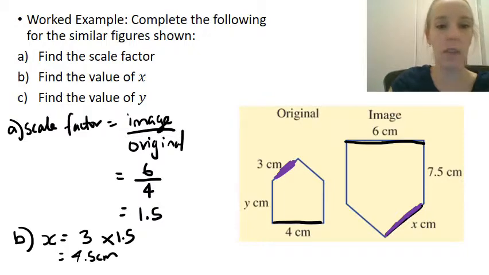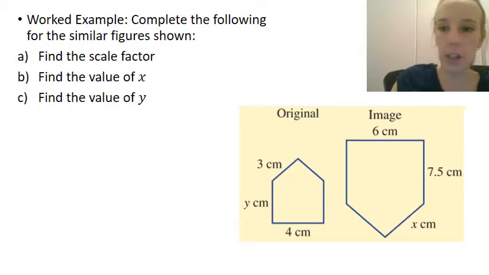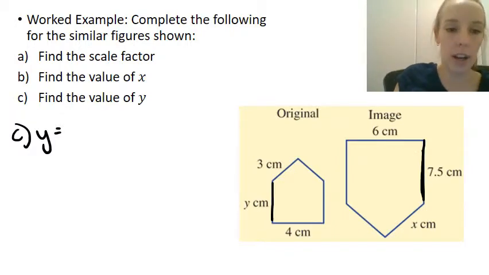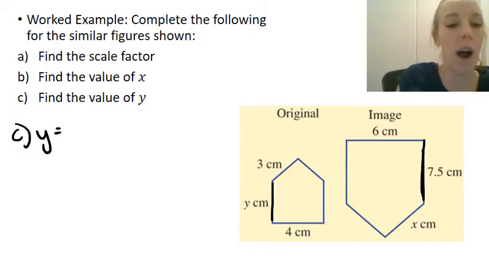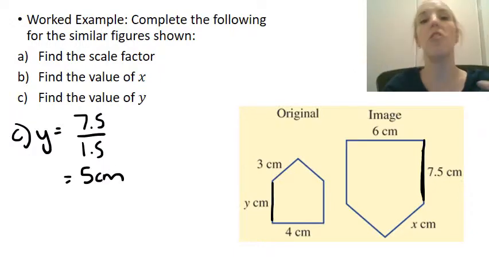And then for C, you have to find the value of Y. I'm going to have to clear my screen. Obviously, you just keep working down the page. So for C, we have to find the value of Y. Now, Y is this unknown side here, and it corresponds to this side here of our image. So in our image, it's 7.5 centimeters, and we know that our image is 1.5 times bigger than our original. So to find Y, we're going to have to do 7.5 divided by 1.5, and that will give us a value of Y, which I think is 5. So 7.5 divided by 1.5, yep, equals 5. So we know that Y has to equal 5 centimeters because we're using our scale factor there.